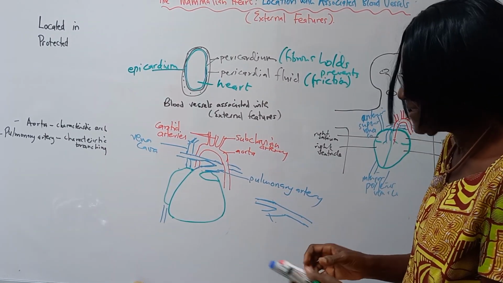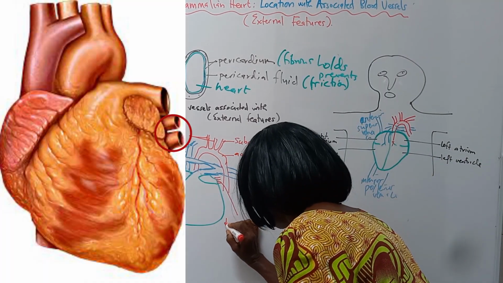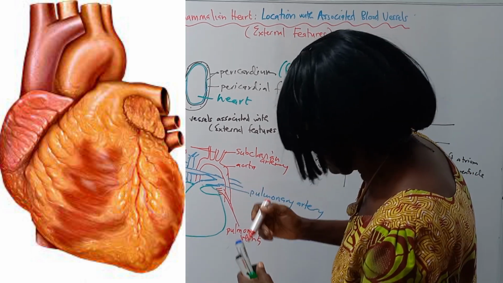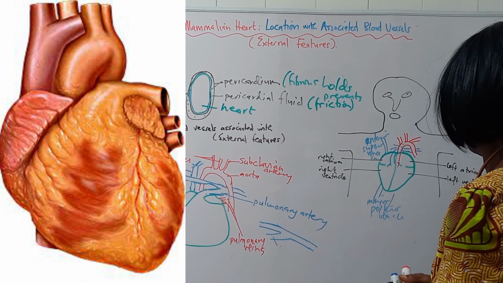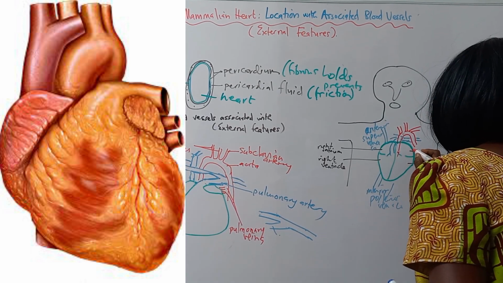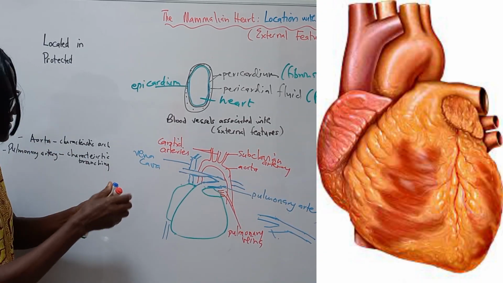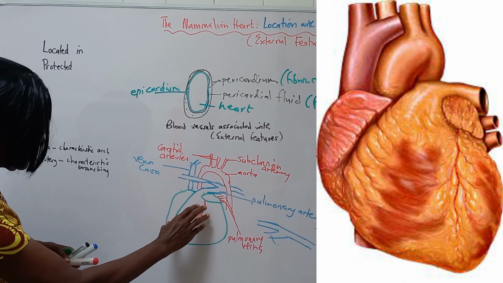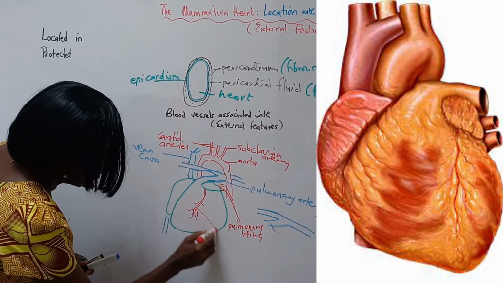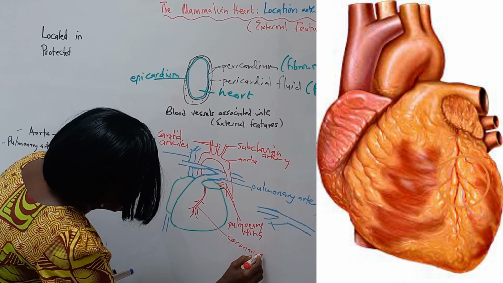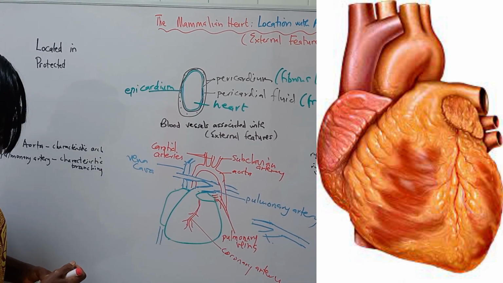Then another vessel of the mammalian heart is the pulmonary vein. They are bringing oxygenated blood into the left atrium. So here we'll see them as two small vessels like this. Then the heart itself has blood vessels that serve the heart itself, and that is the coronary artery, which brings blood to the heart muscle itself.